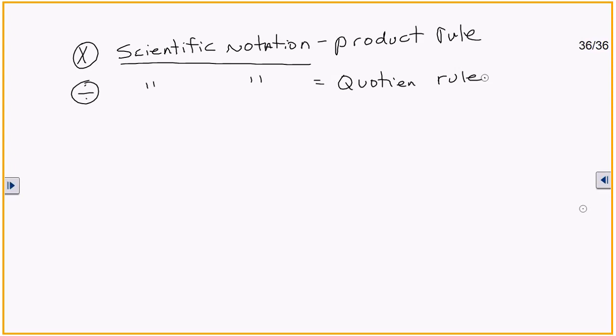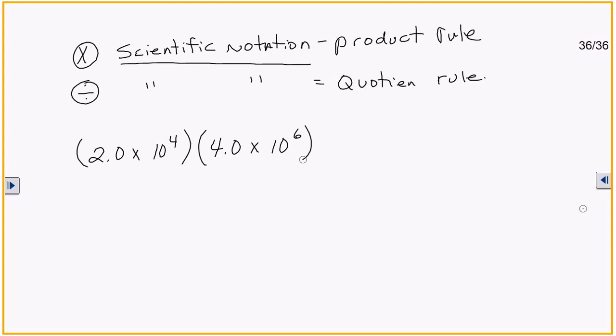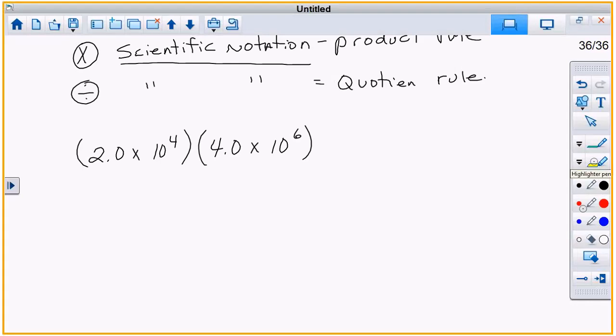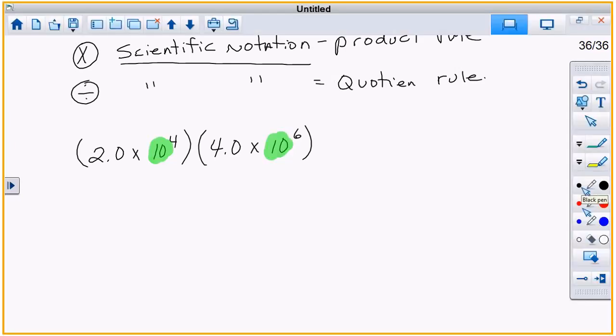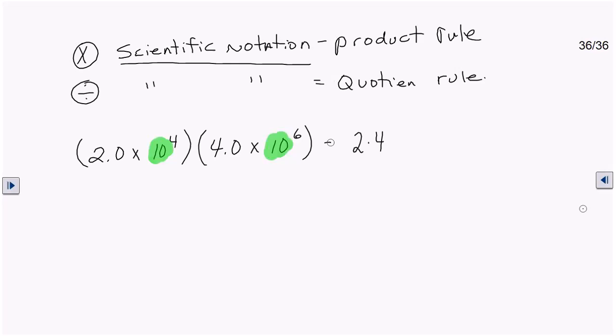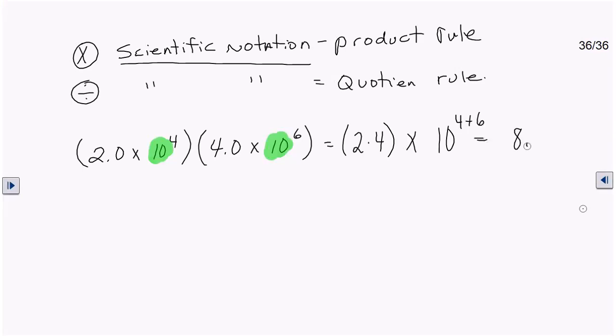And the best way to show you is just do an example. So, 2.0 times 10 to the fourth times 4.0 times 10 to the sixth. First of all, you need to realize that you have an equal base. So now I just take 2 times 4 times 10 to the 4 plus 6. And that's going to be 8.0 times 10 to the 10th power.